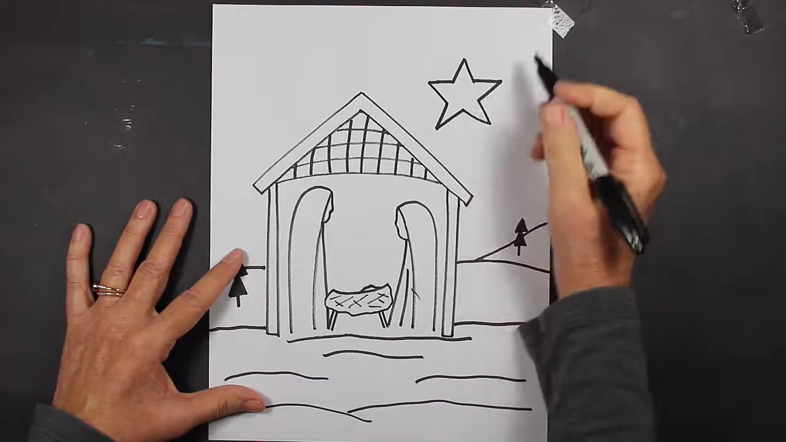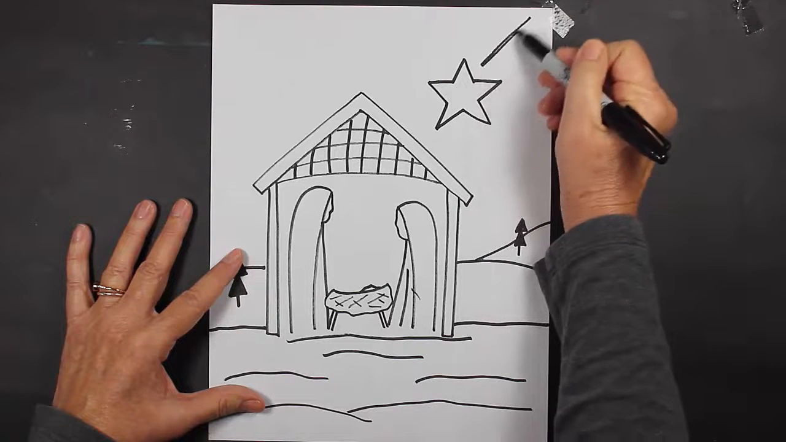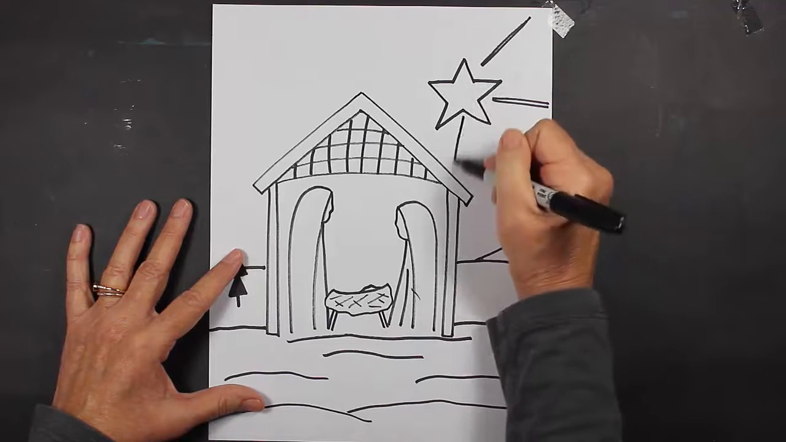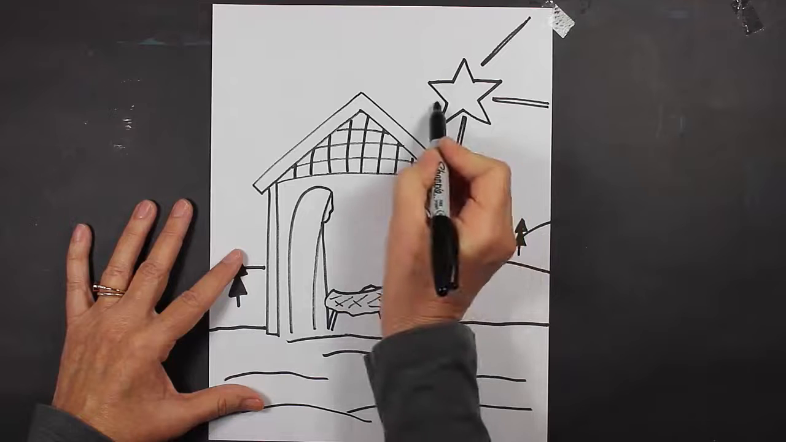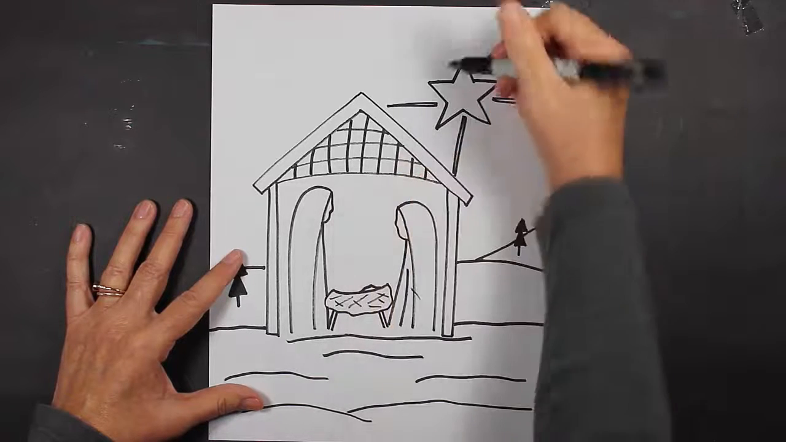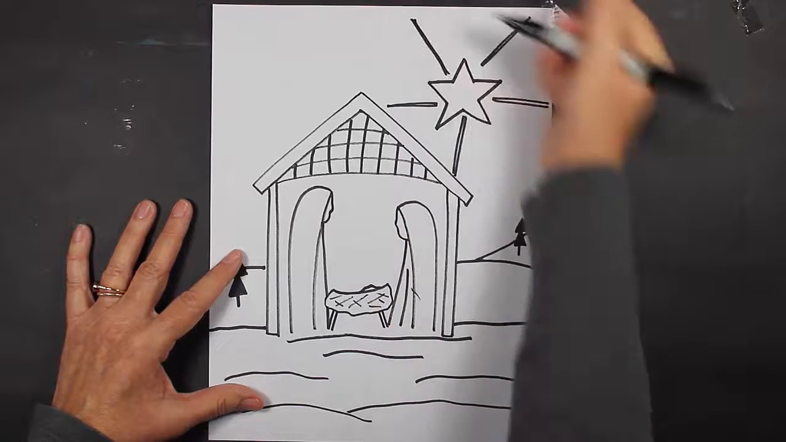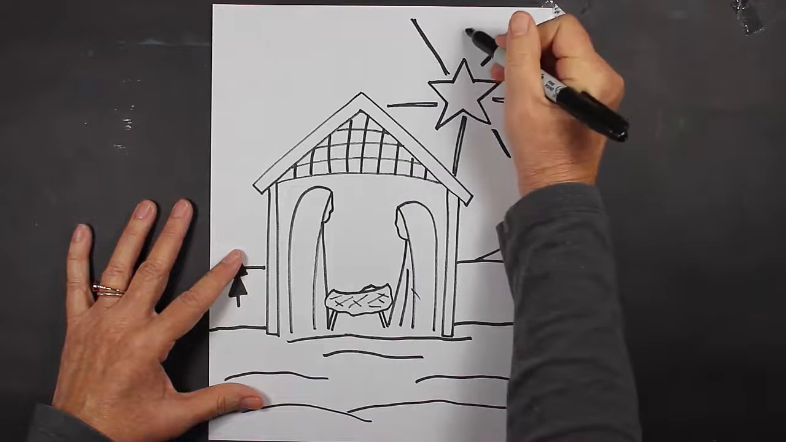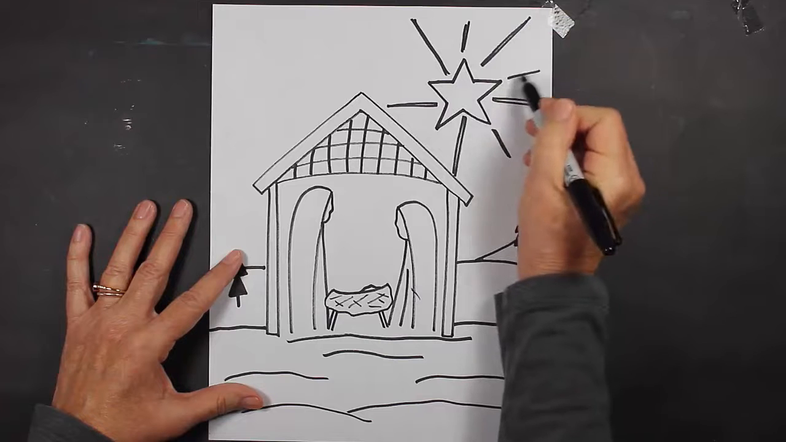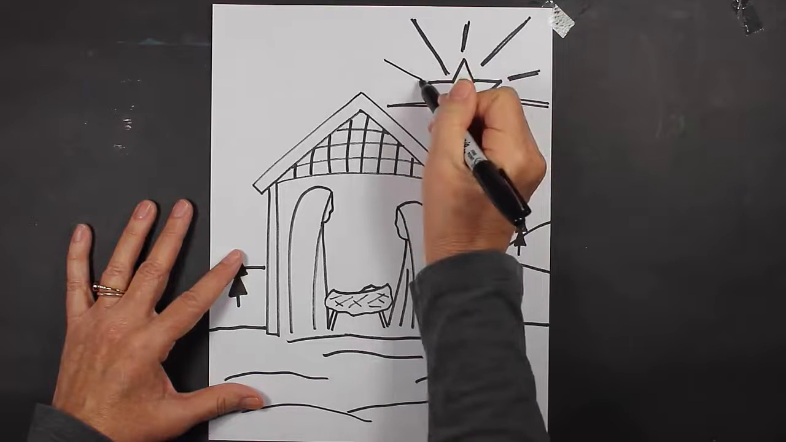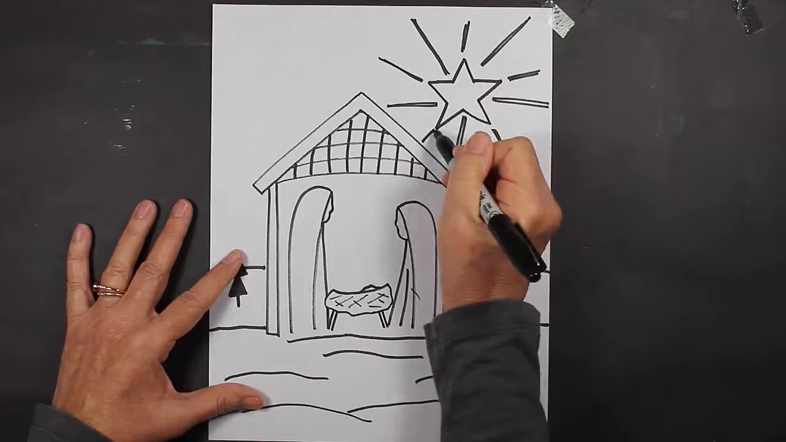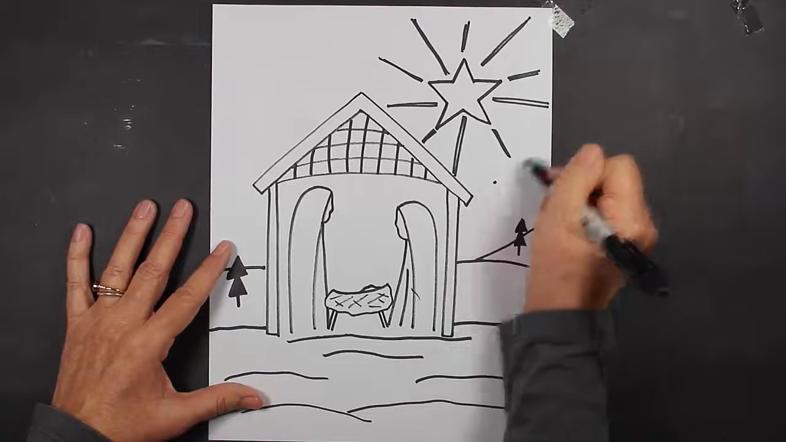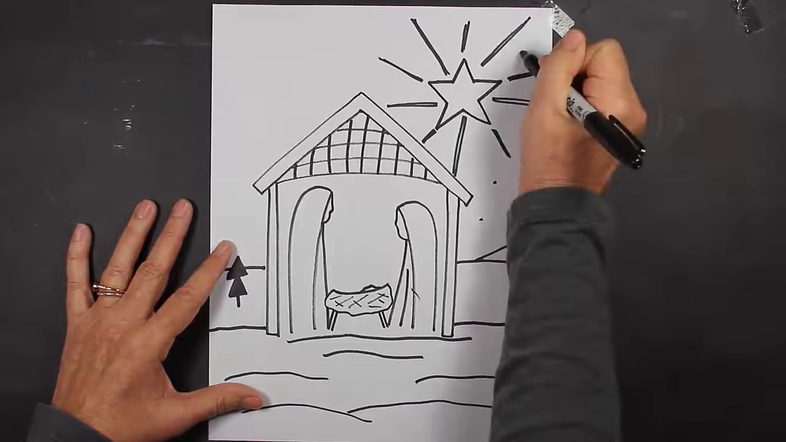And then coming out from the star, we can make some long lines and make sure that you double those. I feel like this might need some more lines, maybe some shorter lines. We'd like to make this really, really vibrant. There we go.